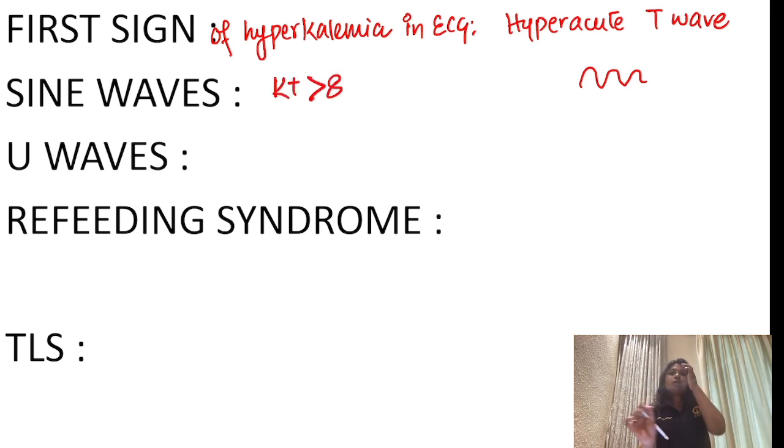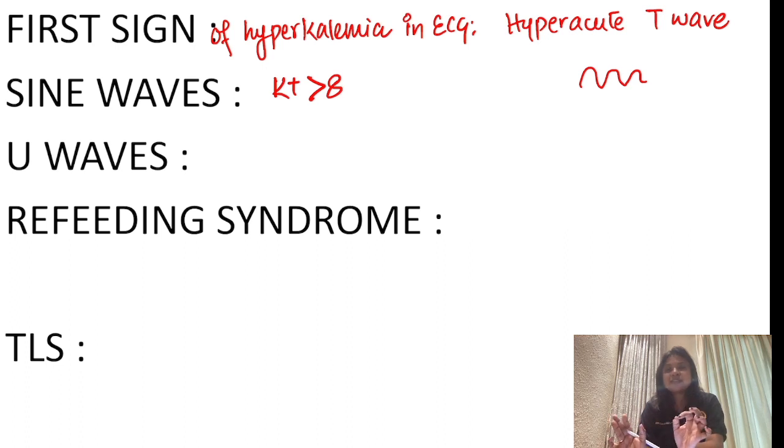Right? Another question from hyperkalemia is how do you manage hyperkalemia, which is very important. Suppose the patient is on some drugs, and you do an ECG, you find a hyperacute T wave, and what drug will you give next? The answer will be calcium gluconate. Now what is the mechanism of action of calcium gluconate?